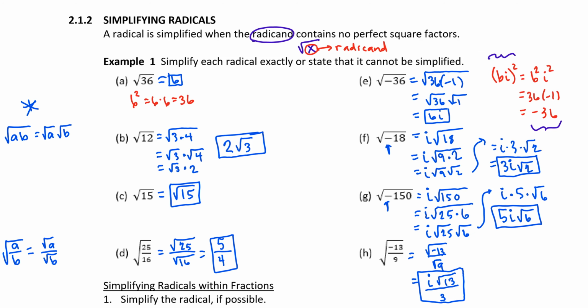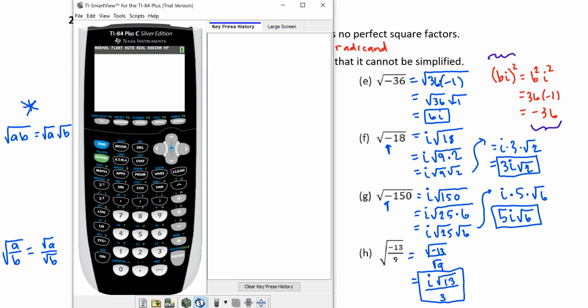So remember, if you have a negative under the radical, it's going to be represented as an i in your final answer. The good news is you can certainly check all of this with your calculator. So let's refer to the calculator and see what happens when we type in square root of negative 36.